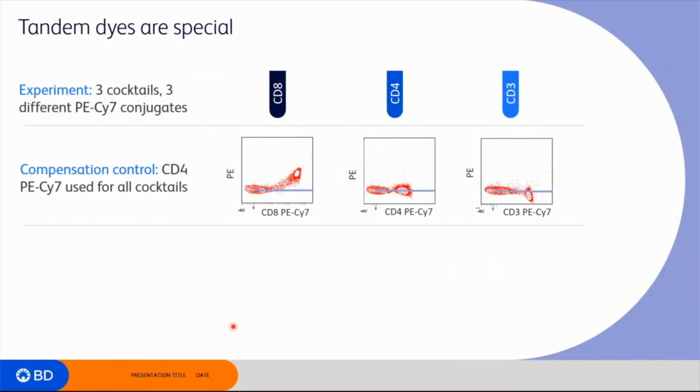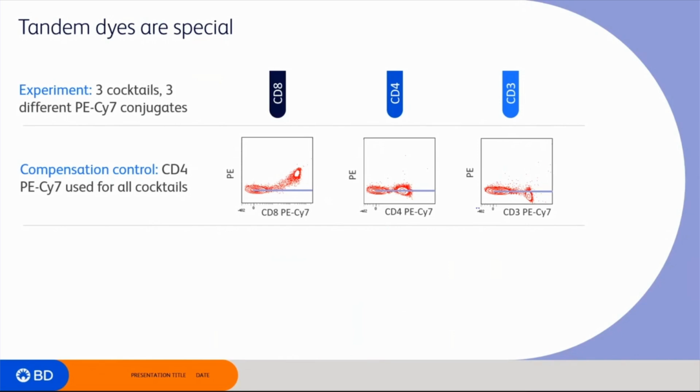In this example, we have three cocktails with three different PE-Cy7 conjugates: CD8, CD4, and CD3. Here we are looking at using CD4 PE-Cy7 as a compensation control for all cocktails. This happens quite often in the lab because it's more work to create three different compensation controls with three different conjugates. And we think, okay, well, all PE-Cy7 markers are the same.